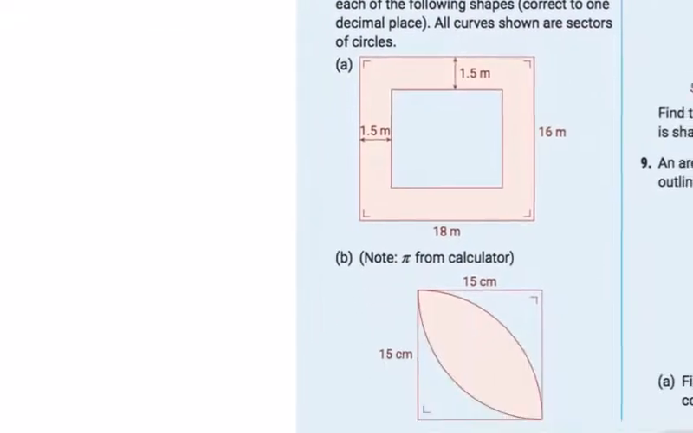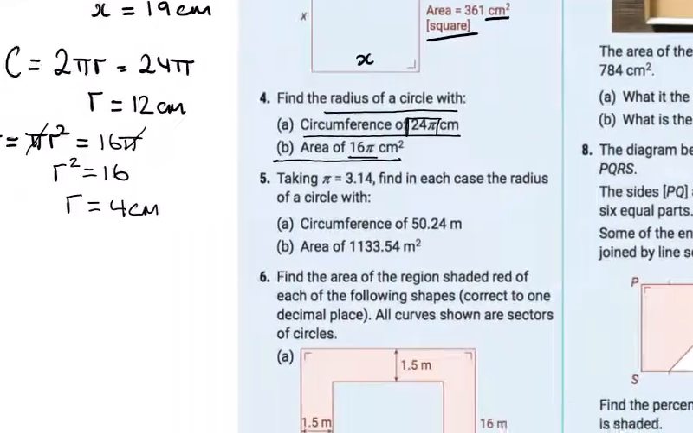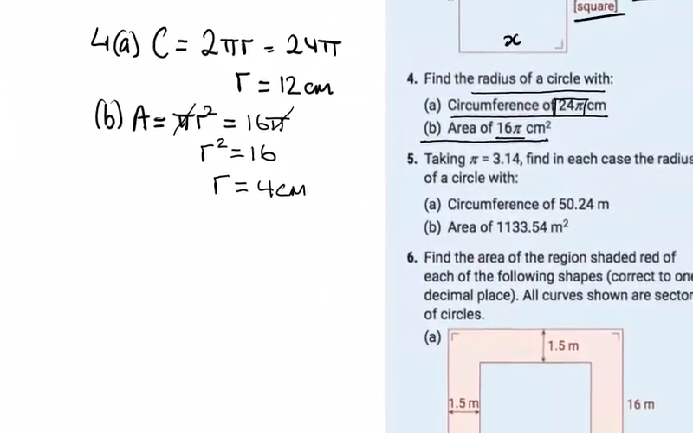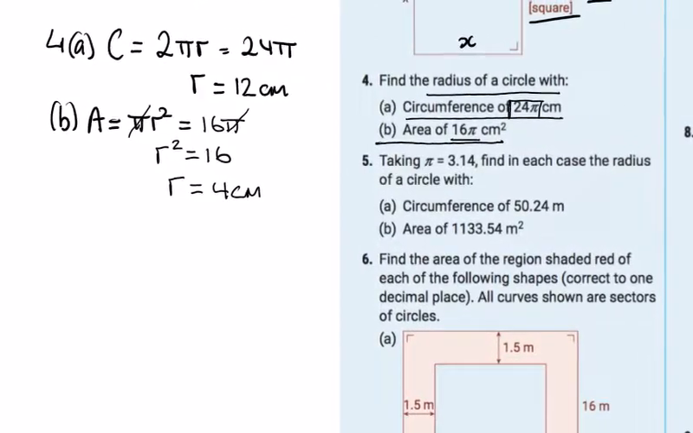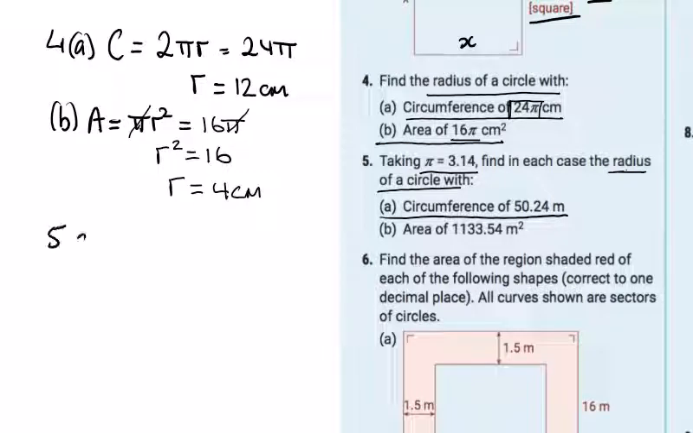We have 5, 6, and going across a few more there. So we'll do 5 over here first. So taking pi, we're told, is 3.14. Find in each case the radius of a circle. C is equal to 50.24. So the circumference is equal to 2 pi r, which is equal to 50.24. So you can see here the only unknown we have is the radius.